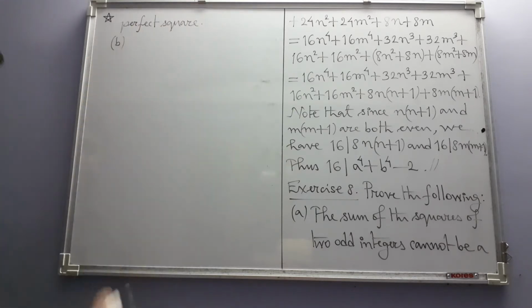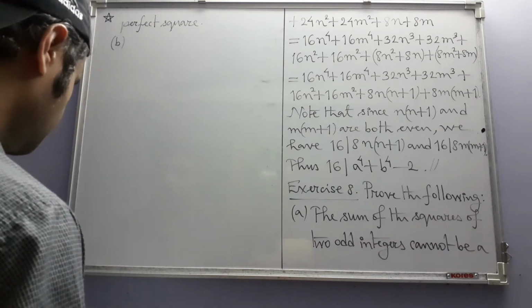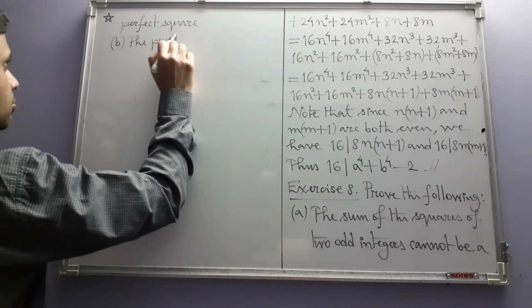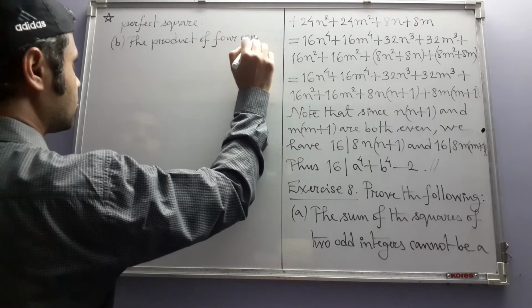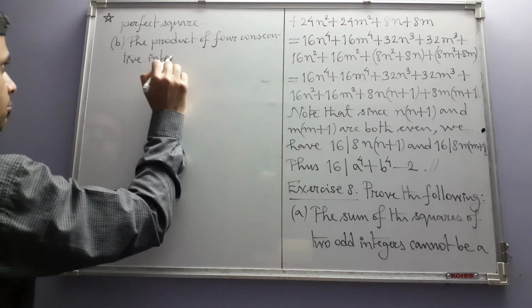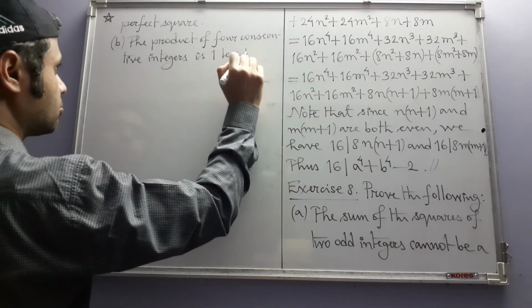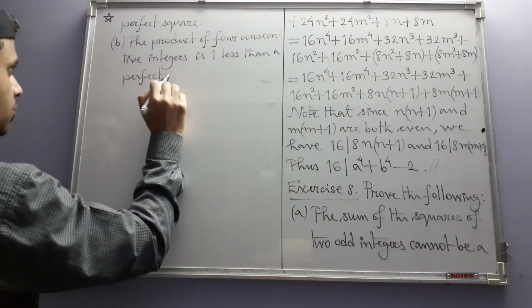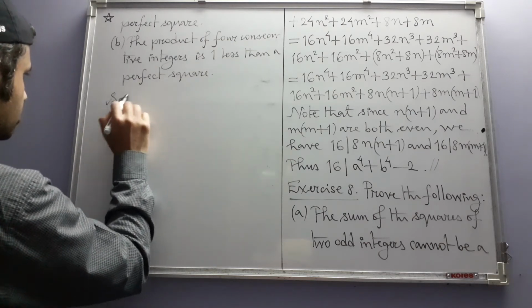And part B, the product of four consecutive integers is one less than a perfect square. Okay, so let us see the solution.